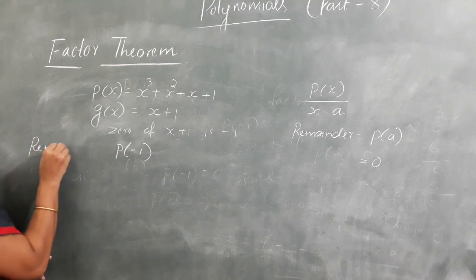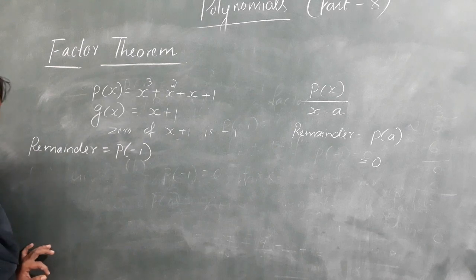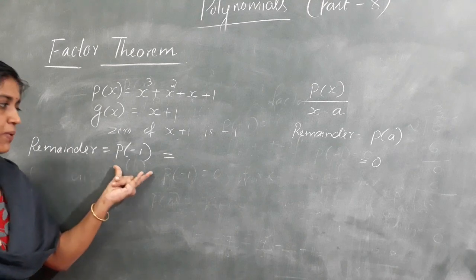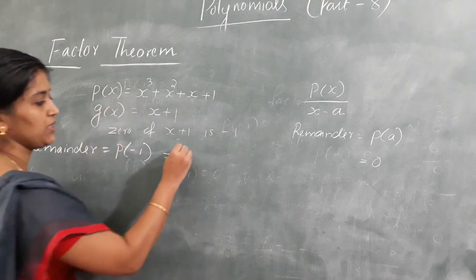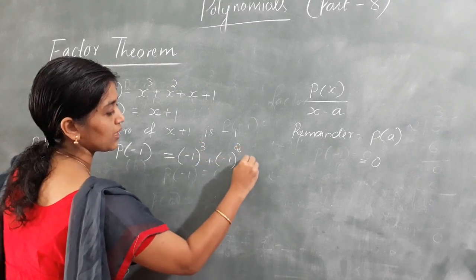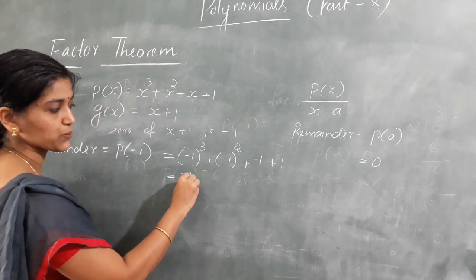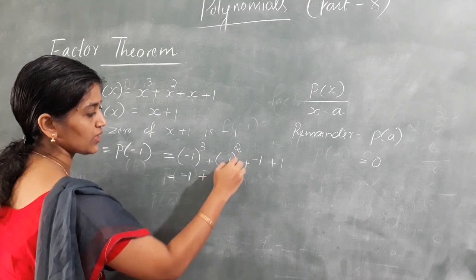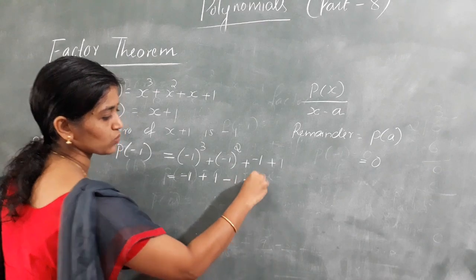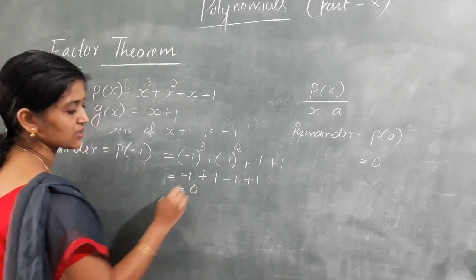Remainder is equal to p of minus 1. P of minus 1 equal to, that is a remainder, isn't it? So find p of minus 1. P of minus 1 means minus 1 whole cube plus minus 1 whole square plus minus 1 plus 1. So we will get minus 1 whole cube is minus 1 plus minus 1 whole square, it is 1. Then plus and minus will become minus, then plus 1. So minus 1 plus 1 is 0, minus 1 plus 1 is 0, so you are getting 0.